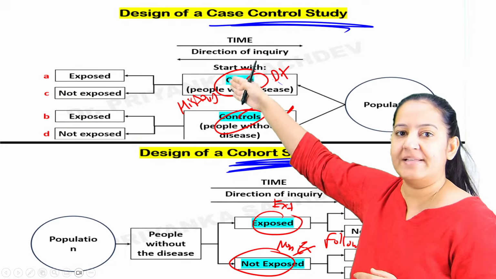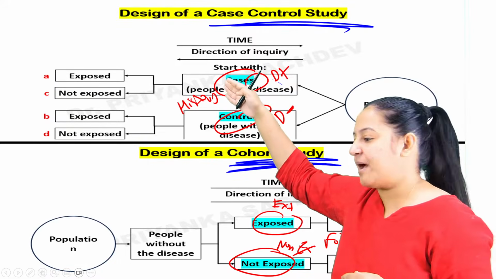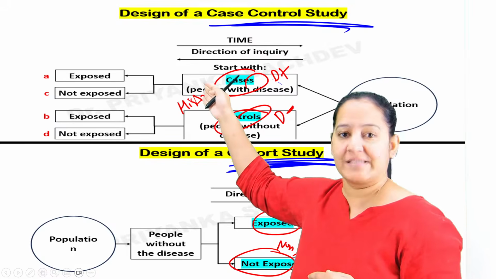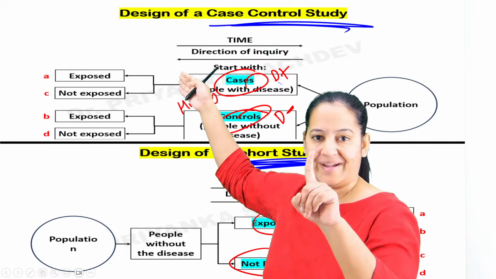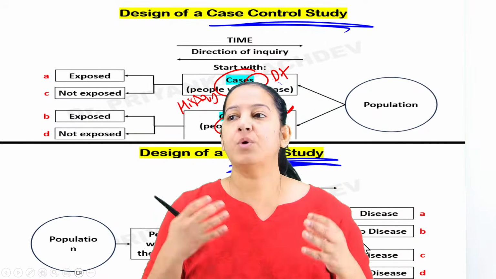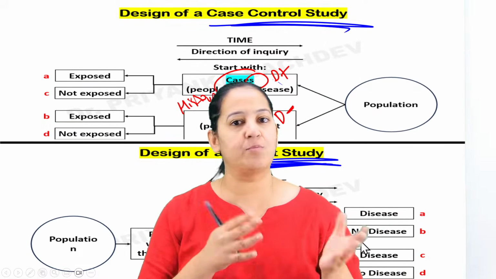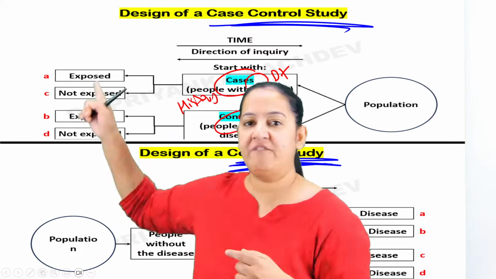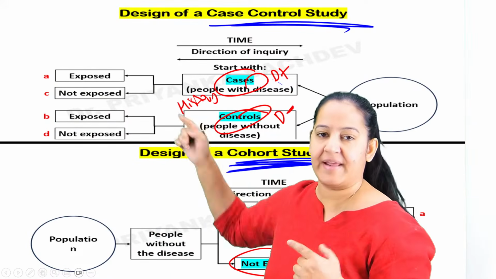Can you tell me the advantages here in case control? You will say, ma'am, the advantage is it's very fast. We can complete this study in 1 day. So what is the date today? Today is 12th of January 2024. Just suppose I want to prove smoking leads to lung cancer. What do I have to do?